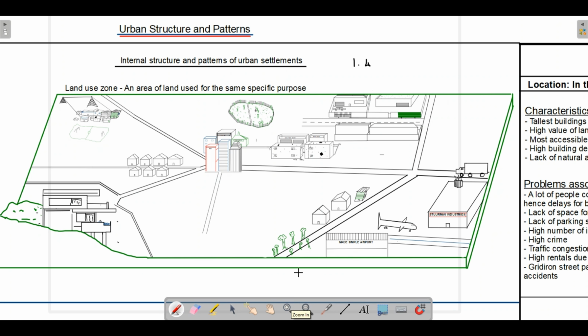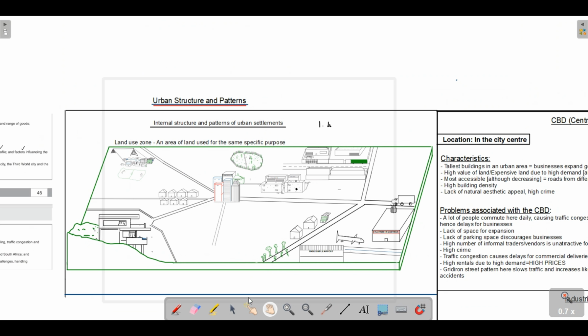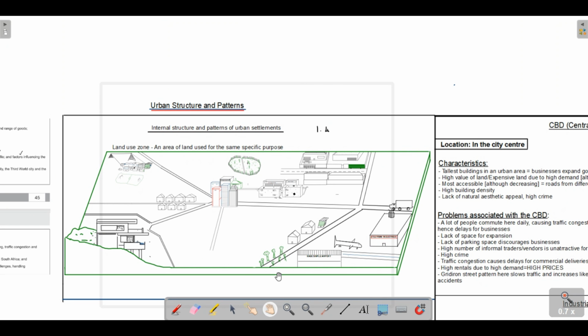We'll start by identifying different types of land use zones and discussing their individual characteristics. During that, we'll also discuss some of the problems, some solutions, as well as the relationships between these individual land use zones. So we'll start with the first one.